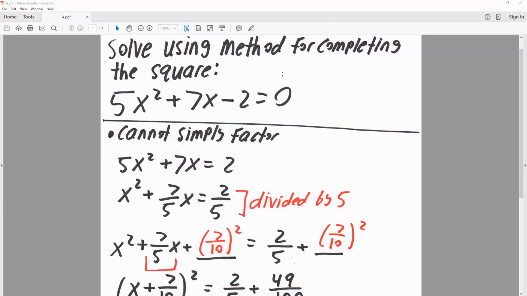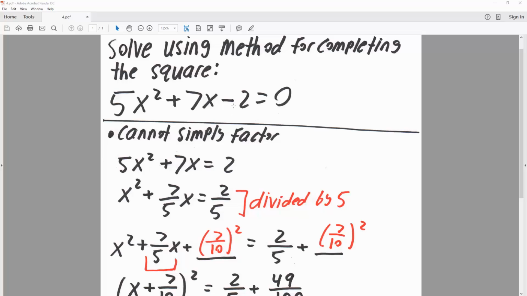Okay, in this video we will use the method of completing the square to solve for x. So we have 5x squared plus 7x minus 2 is equal to 0. Mentally, after trying, we know we can't simply factor 5x squared plus 7x minus 2.